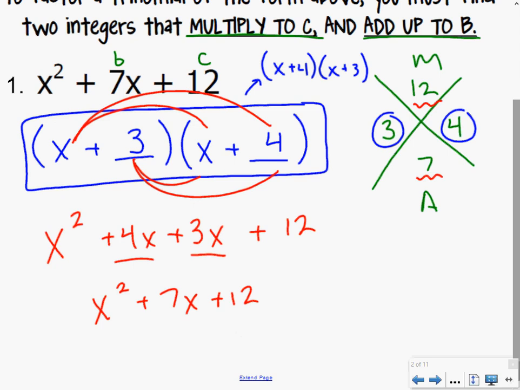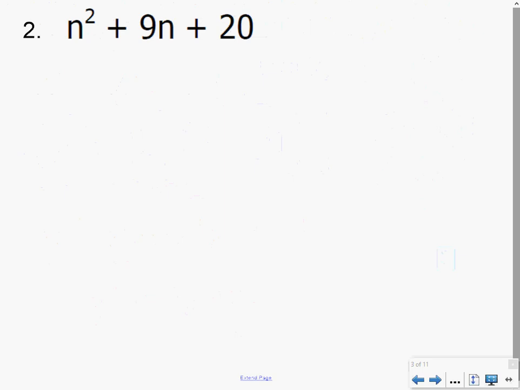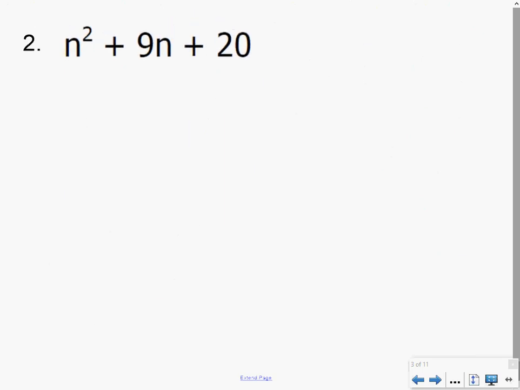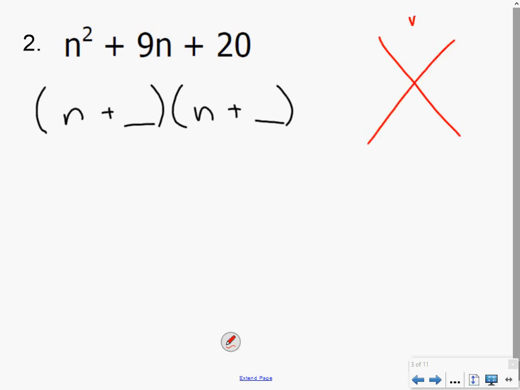So let's look at some more here. Okay, these require good number sense. So again, we have a quadratic trinomial. We know the general structure is going to be this. We're going to have n at the beginning here plus some number, and we need to figure out what those numbers are. So we're going to use the x again. Okay, multiplication up top, addition on the bottom. Remember that we need to find two numbers that multiply to c and add to b. So c is 20, b is 9.